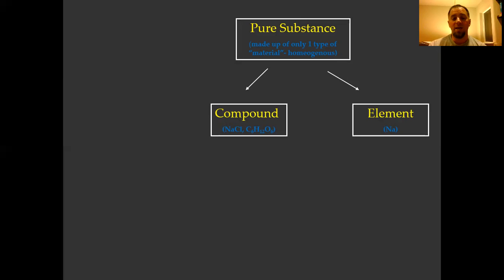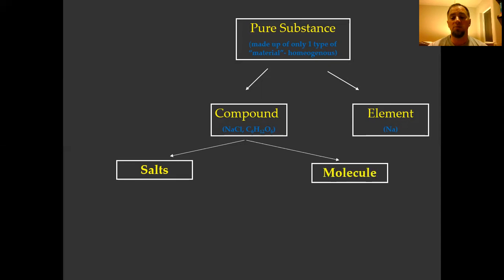If I have a teaspoonful of sodium chloride and it's pure salt, even though it's made of multiple atoms, it can still be a pure substance. Compounds can occur in a couple different ways. One are salts. These are ionic compounds, and another are molecules.